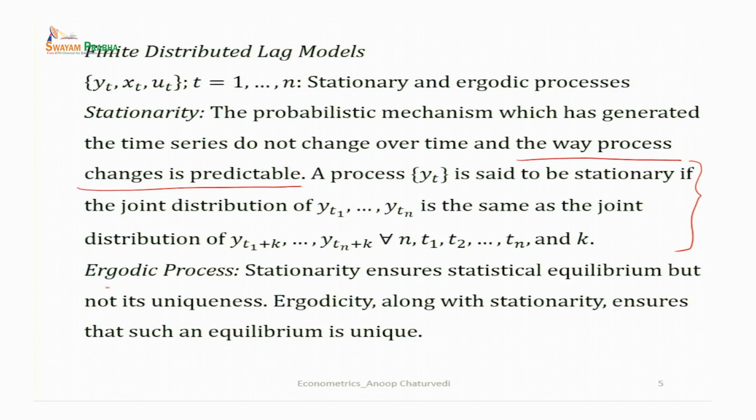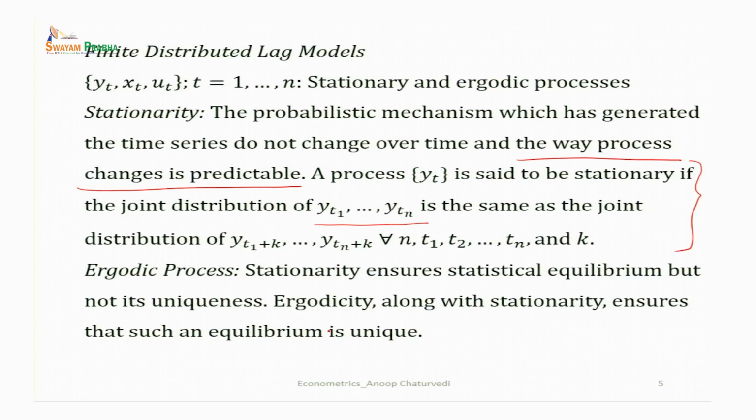Then we define ergodic process. So, stationarity ensures statistical equilibrium. You have some kind of equilibrium. The distribution does not change if you replace t 1 by t 1 plus k, t 2 by t 2 plus k, so on t n by t n plus k. So, if you shift the entire time series by k periods, then the distribution does not change. So, stationarity ensures statistical equilibrium, but not its uniqueness. Ergodicity along with stationarity ensures that such an equilibrium is unique.